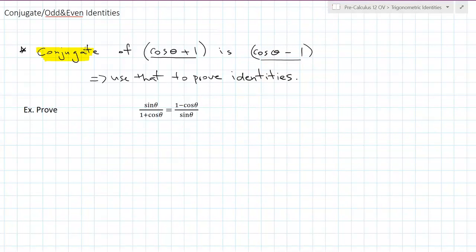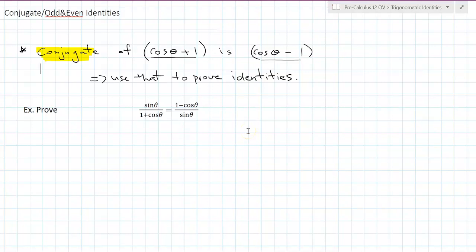If you have a binomial set up, so in this case two terms. In this case we have the expression cos theta plus 1. The conjugate of cos theta plus 1 is cos theta minus 1. So the terms are the same, it's just that the sign in the middle has changed. And the conjugate of cos theta minus 1 is cos theta plus 1, and that applies to anything. Okay, so basically you can say the conjugate of any binomial is the same binomial with a change in sign.